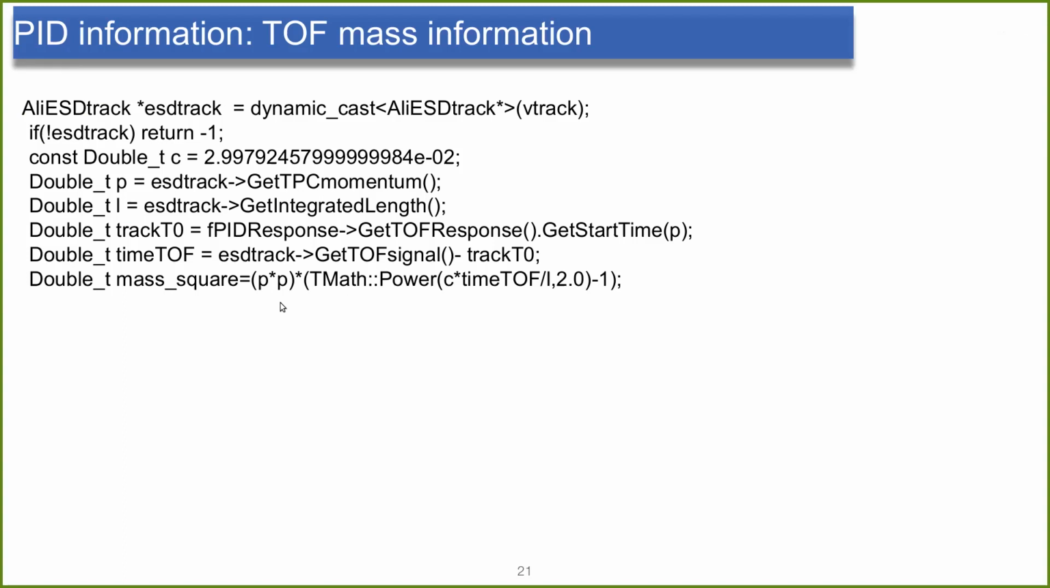Then you just use the formula, p squared over the time squared. You can derive this formula using some simple relativistic kinematics, and it will basically give you the mass squared of the particle.